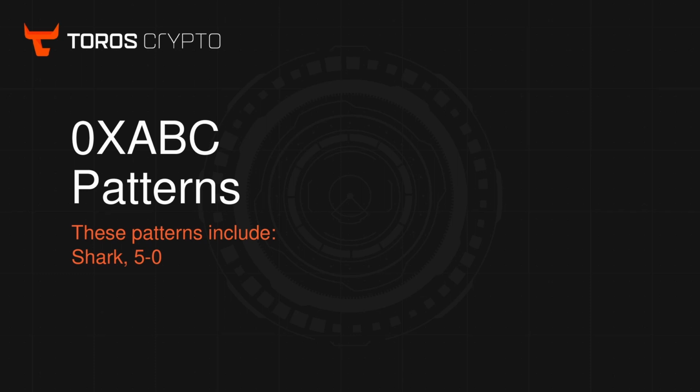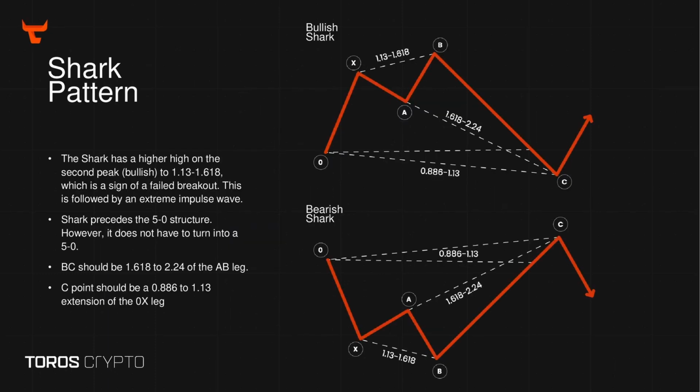Next up, we'll look at the 0XABC patterns. These include the shark and the 5-0. First up, we'll talk about the shark pattern.